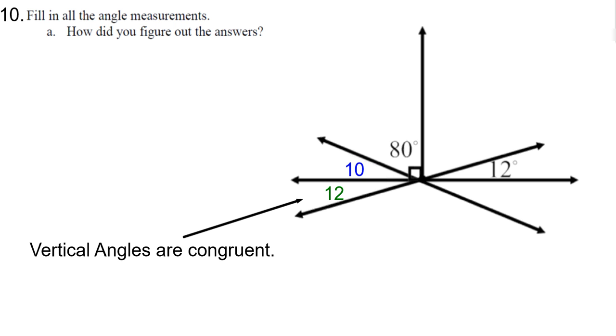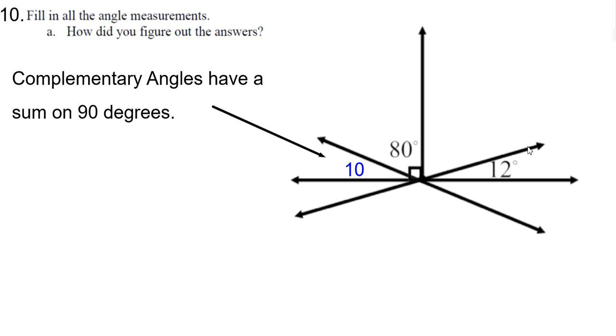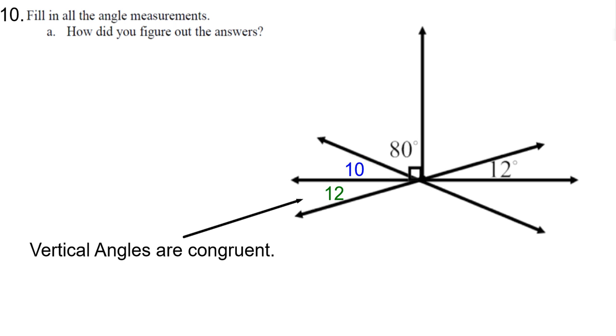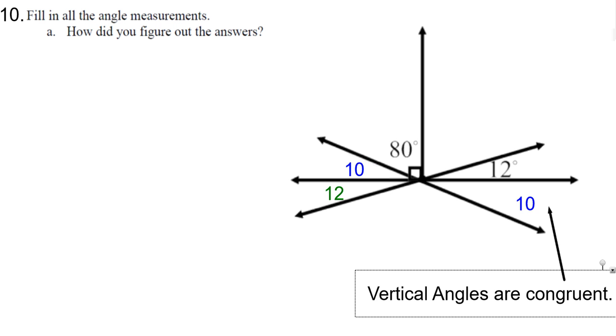We also see that we have a pair of vertical angles with these two pairs of intersecting lines. So if this is 12 degrees, this angle here would be 12 degrees. We have another pair of intersecting lines here and here, making a vertical pair of angles. So if this is 10 degrees, its pair would be 10 degrees. That means this angle here. Now we have two angle measurements left.